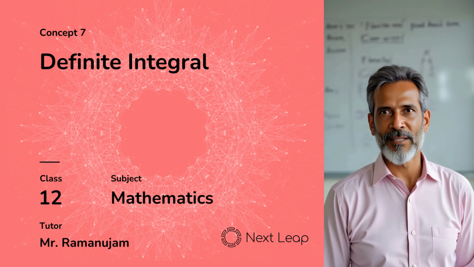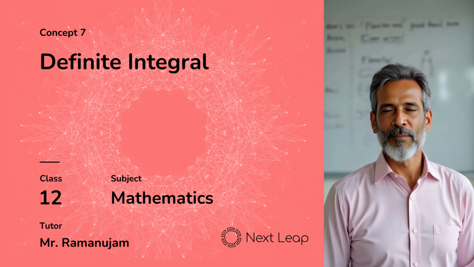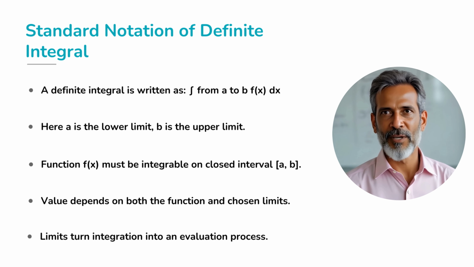Think of it like this. Indefinite integral gives you a general recipe with a constant, while definite integral gives you the final cooked dish, one single number. A definite integral is written as integral from a to b of f of x dx. Here, a is called the lower limit and b is the upper limit of integration. For example, integral from 0 to 1 of x squared dx. The function is x squared, lower limit is 0, upper limit is 1.